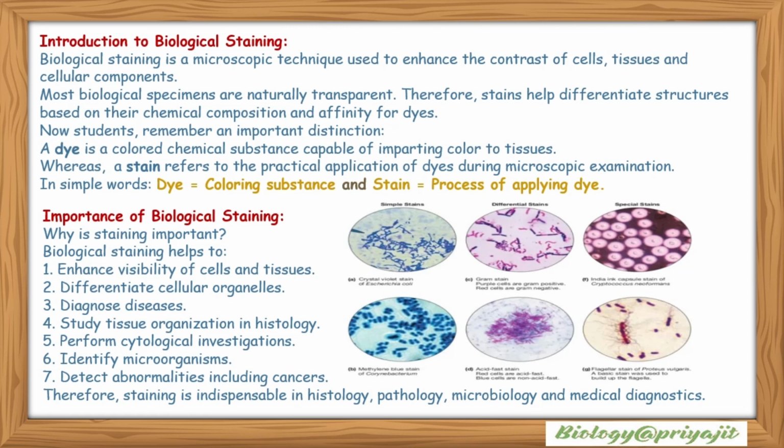Importance of biological staining. What is staining? Why is staining important? Biological staining helps to enhance visibility of cells and tissues, differentiate cellular organelles, diagnose disease, study tissue organization in histology, perform cytological investigations, identify microorganisms, detect abnormalities including cancers. Therefore, staining is indispensable in histology, pathology, microbiology and medical diagnostics.